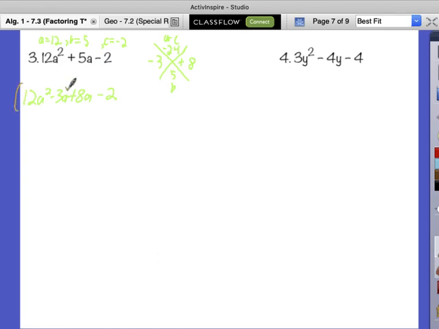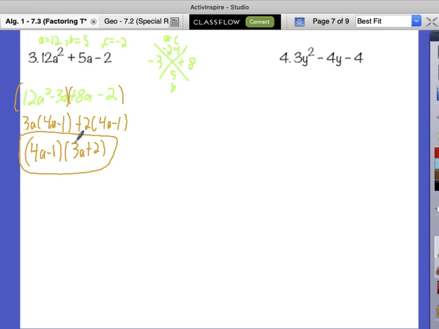We grouped these first. We grouped the first two together and the last two together. Okay, and the GCF of the first one is 3A, left with 4A minus 1. GCF of the second one is positive 2, and left with 4A minus 1. Inside the parentheses, you have 4A minus 1, so we pull that out as our GCF of both. And in the second parenthesis, we're left with 3A plus 2. Questions on that one?